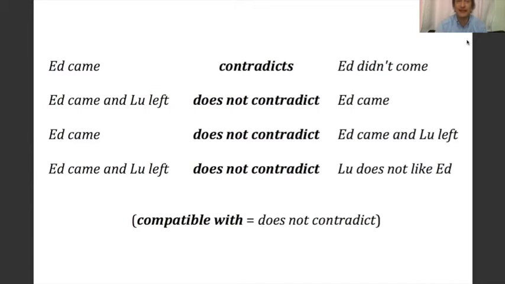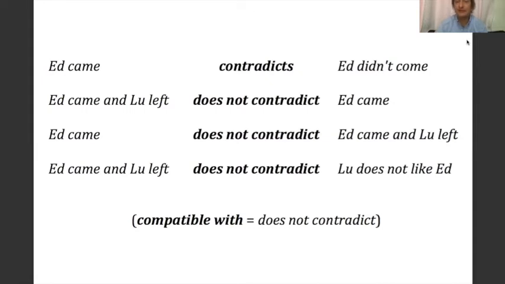We don't know as a fact that they will both be true. Maybe Ed didn't actually come, in which case they're both false. Maybe Ed came, but Lou didn't leave. Then the second sentence is false and the first sentence is true, but they're possibly both true together. "Ed came" does not contradict "Ed came and Lou left." This is just the symmetrical version. Contradiction doesn't care about order. Entailment did.